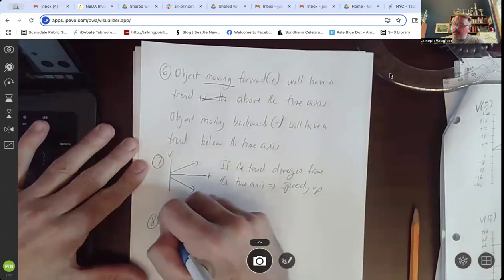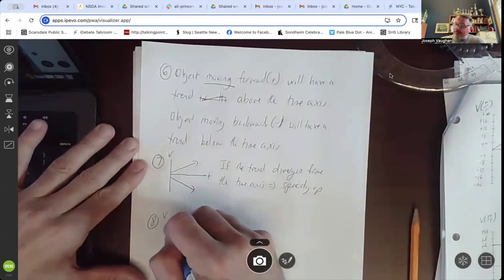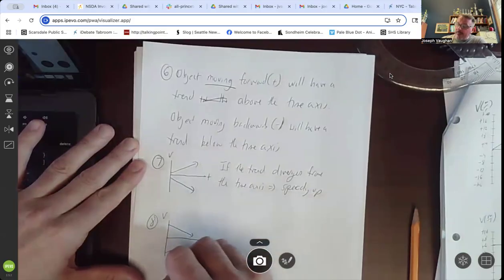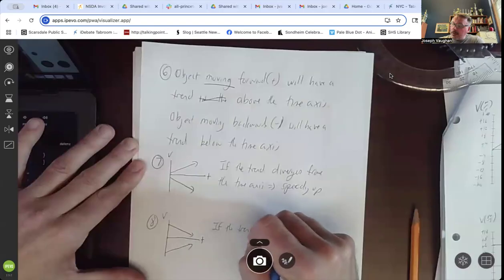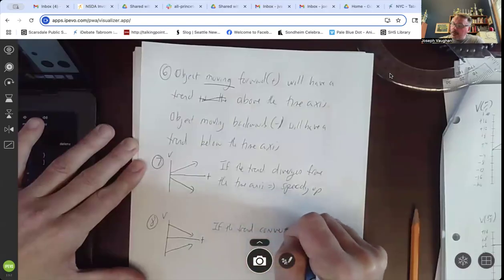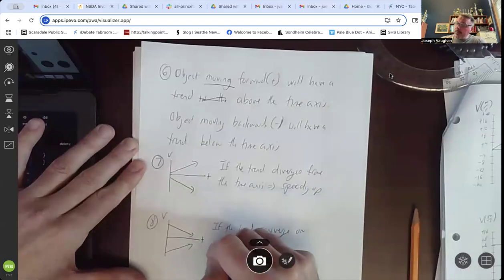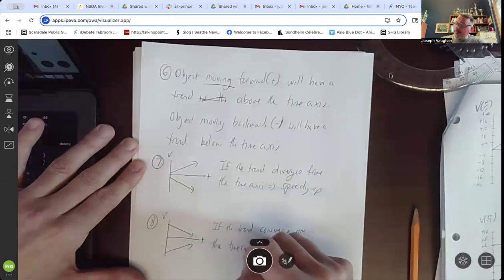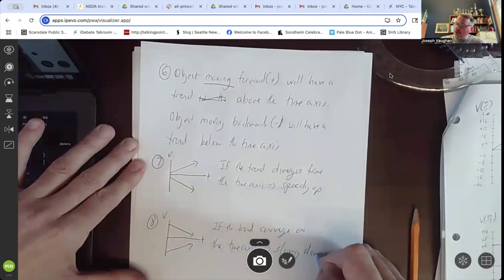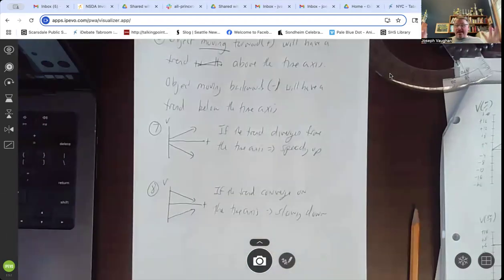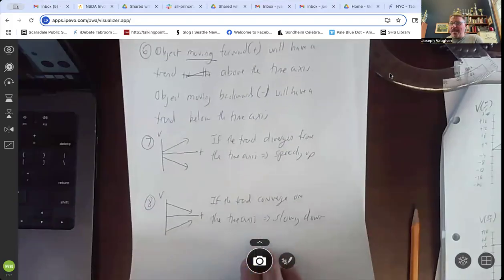And if the trend converges on the time axis, we're slowing down. All right. So that helps us out with all of that. So far, so good.